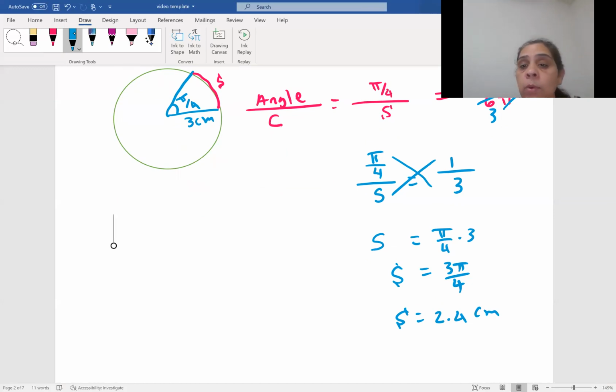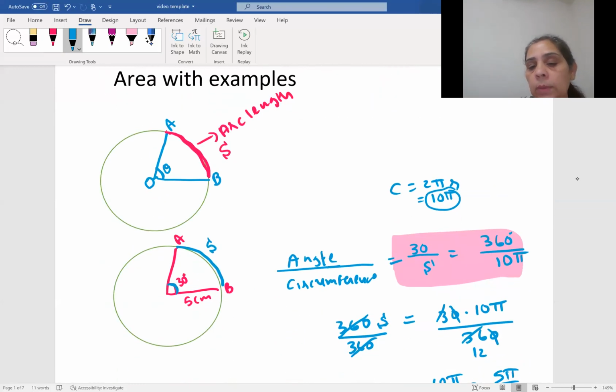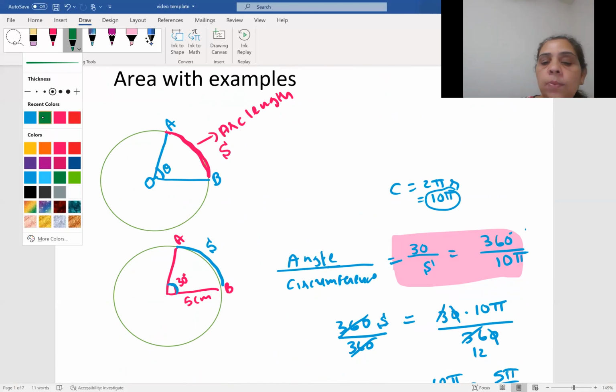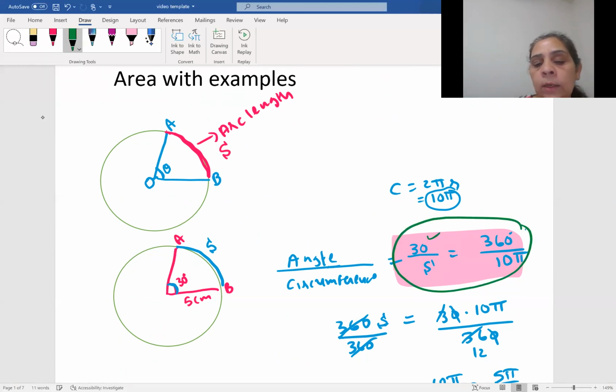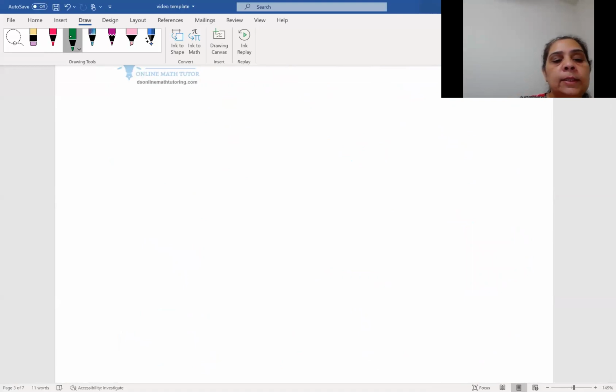Now let's say we are given the arc length and we need to find the radius or the angle. All you need to do is use this formula. Just remember this proportion. In this proportion, we have four different things: the angle of the sector, the arc length, the angle of the whole circle, and 2 pi r. Whatever information we have, we can write it up. The unknown is x or s, whatever variable you want to use. Then simply do cross multiplication. So let's see an example for that. Here we have a circle.